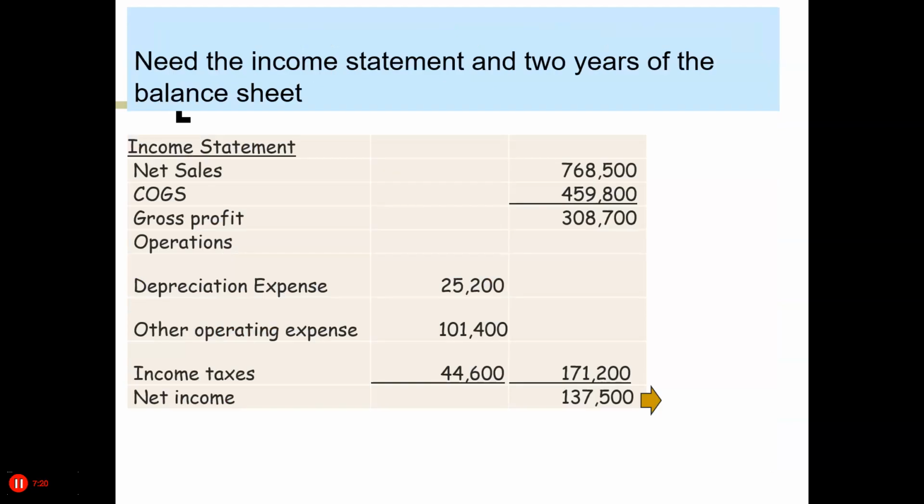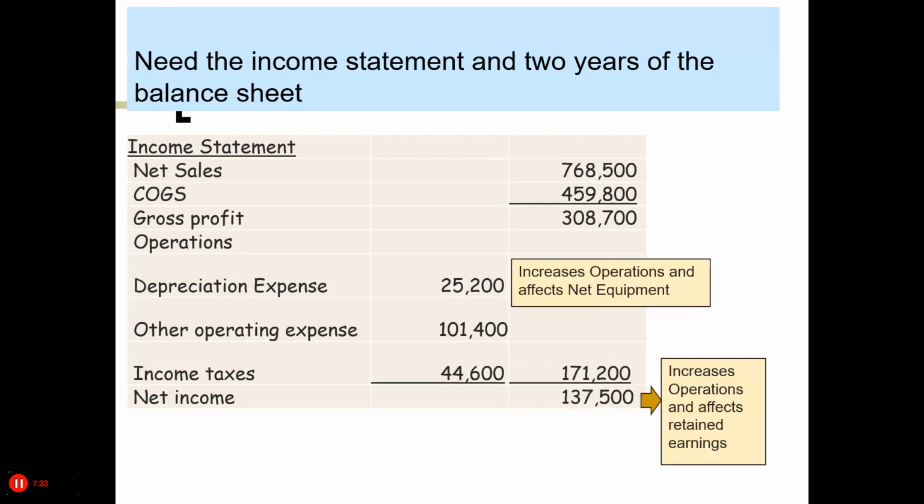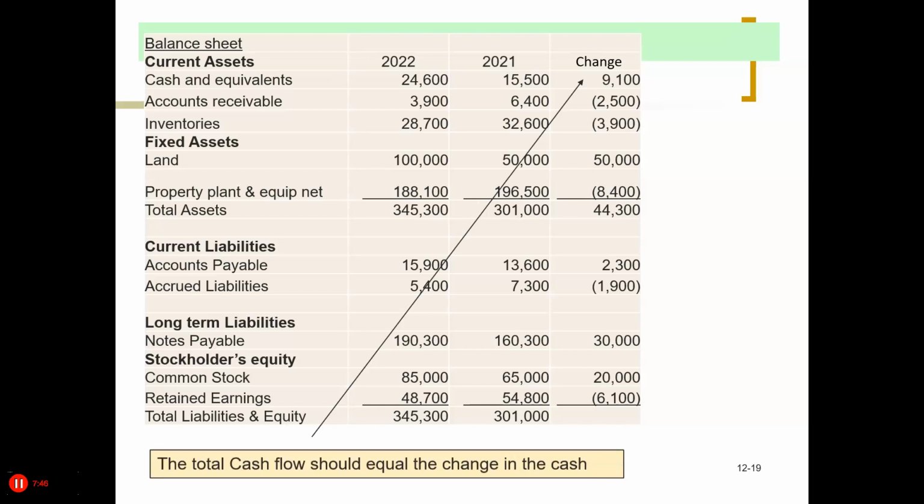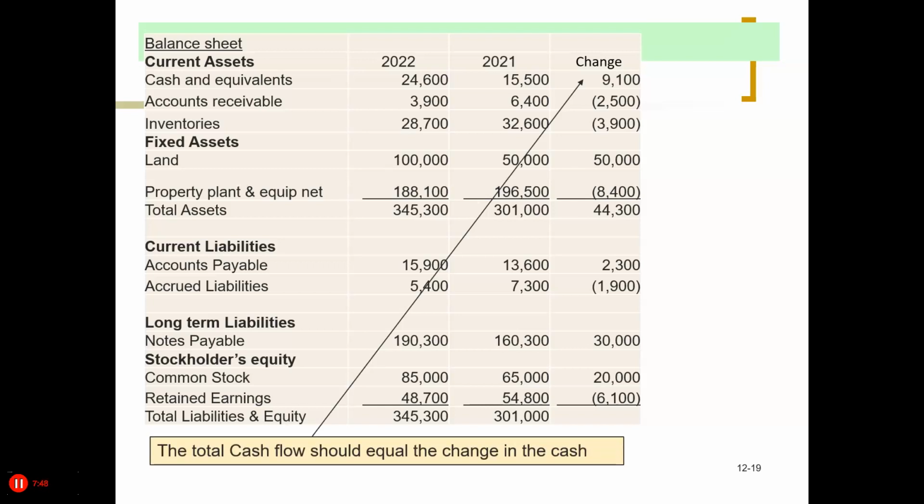So now let's first look at our income statement. Here it is. First, we want to look at the net income because that's going to increase operations. But remember, that's going to be included in trying to determine dividends. So we need that number. Depreciation, it's going to increase operations, but it's going to affect net equipment. So we need that number to figure out if we bought or sold any equipment. Now we'll look at our balance sheet. We have 2 years. This is the number we're going to try to total to, which is the 9,100.